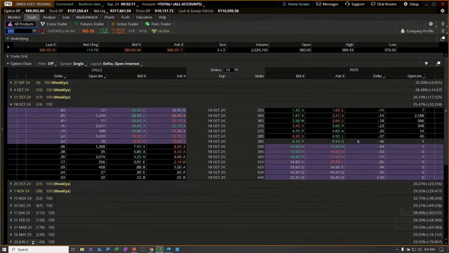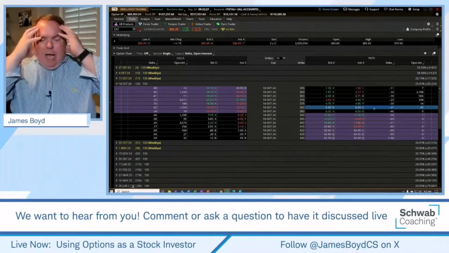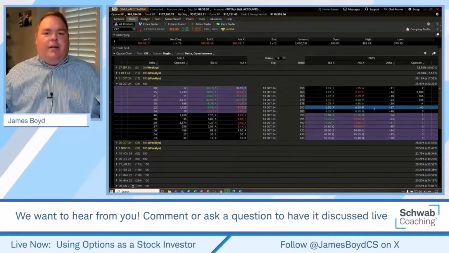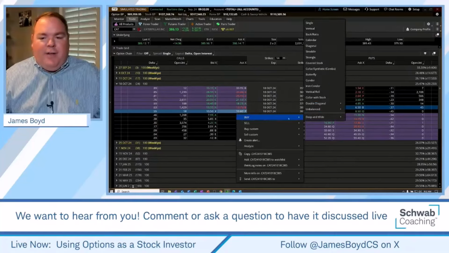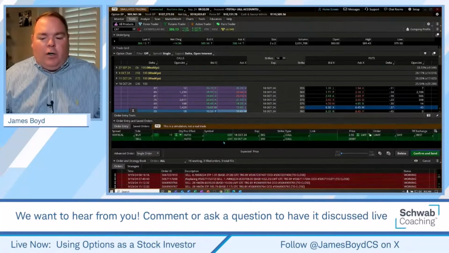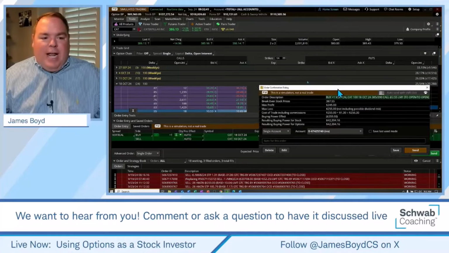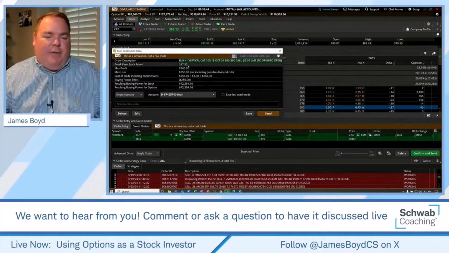Now, what we're going to do is sell a put vertical on Caterpillar. SGS asked the question yesterday regarding the differences between a long call vertical and a short put vertical. I want us to think about break even. If I said I'm going to do a 385, 390 long call vertical, we get a break even at 387.55. The stock has to go up somewhat just to break even.